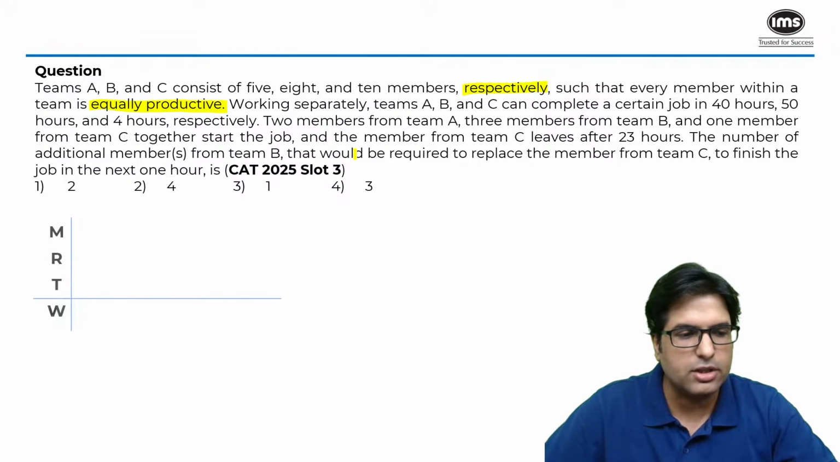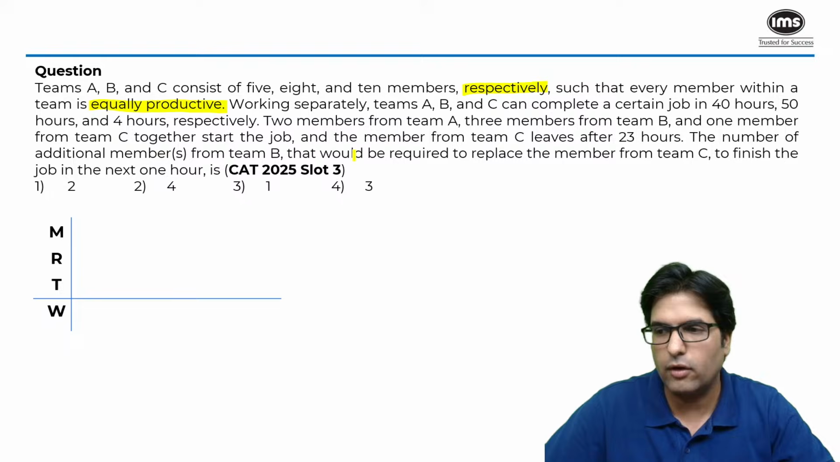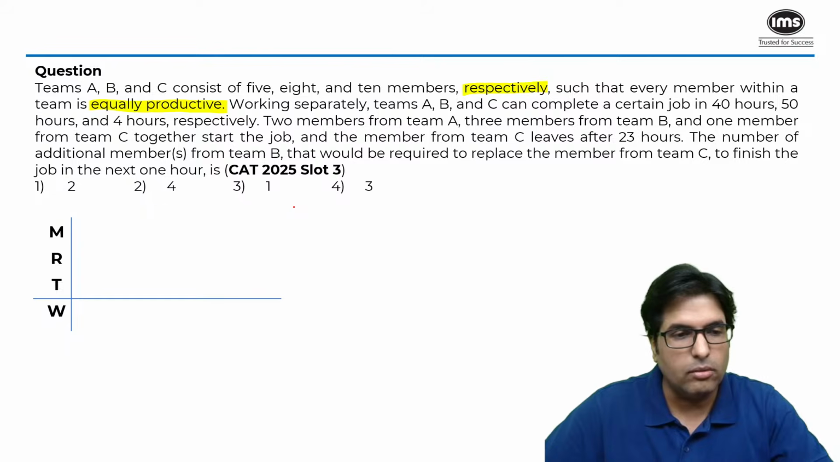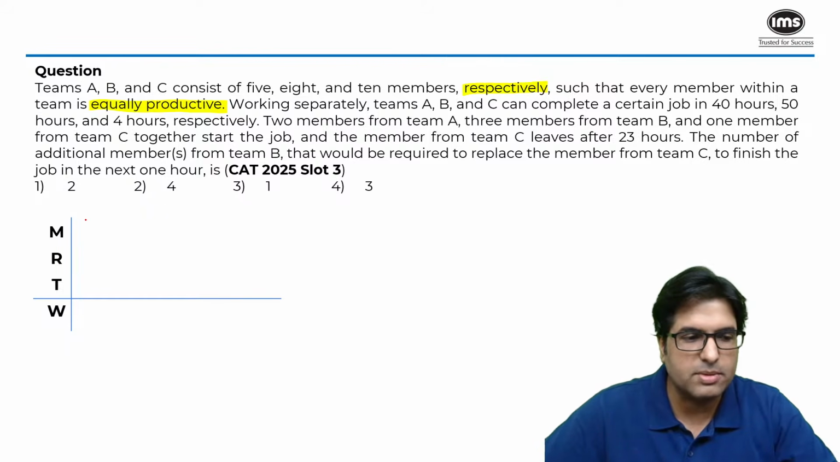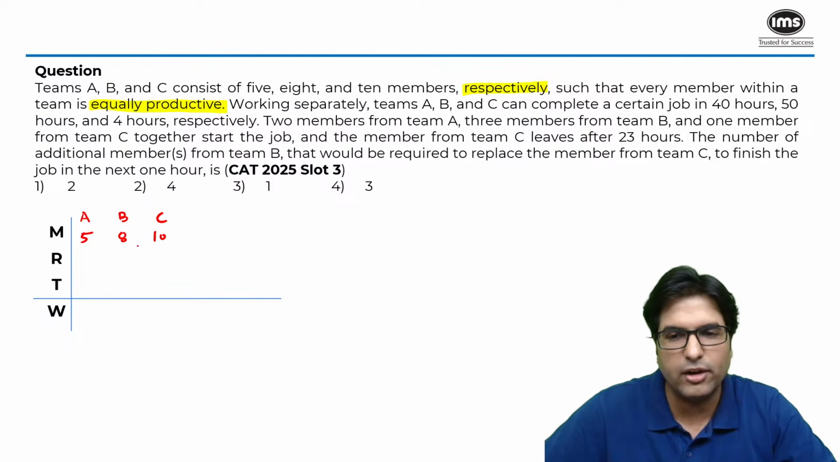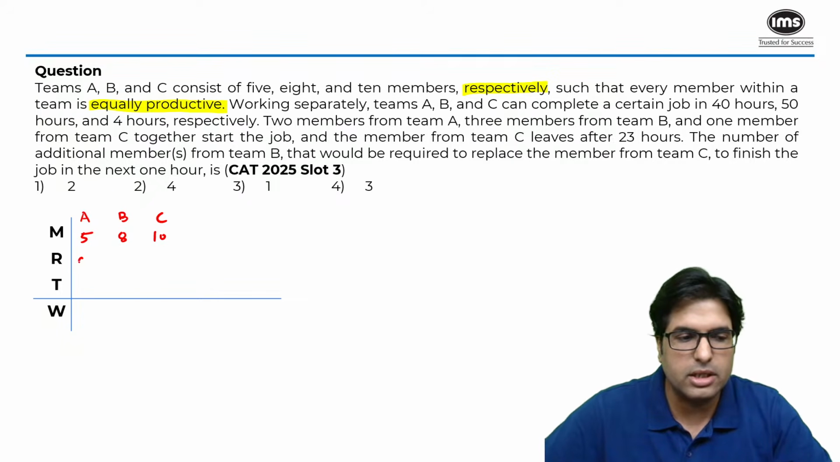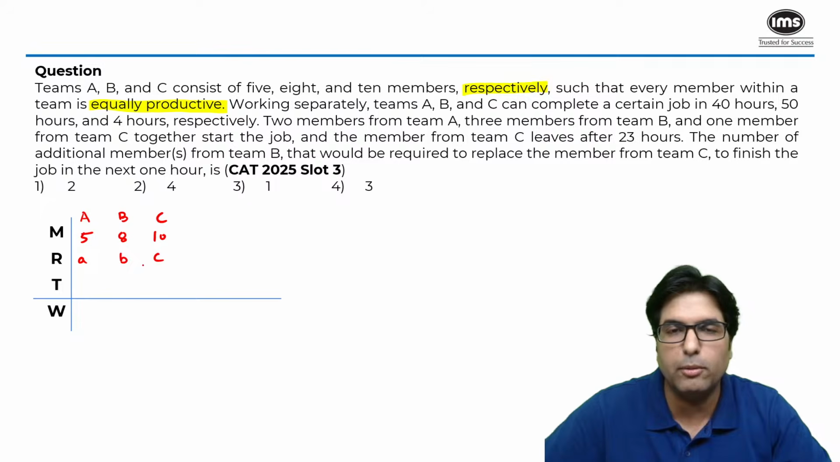So we'll create this particular structure of MRTW, straightforward structure for men, rate, time and work. And now let's write down the corresponding people. So we have teams ABC. So these are the 3 teams we have, and we have 5 members here, 8 members in team B and 10 members in team C, such that every member in a team is equally productive. So let's assume their rates for each member in the team to be small a, small b, small c. And now they take 40 hours, they take 50 hours and 4 hours respectively.